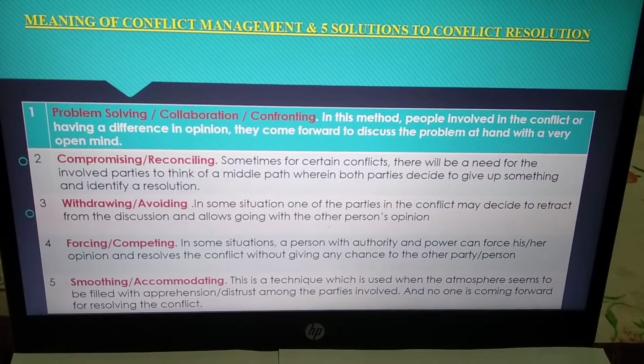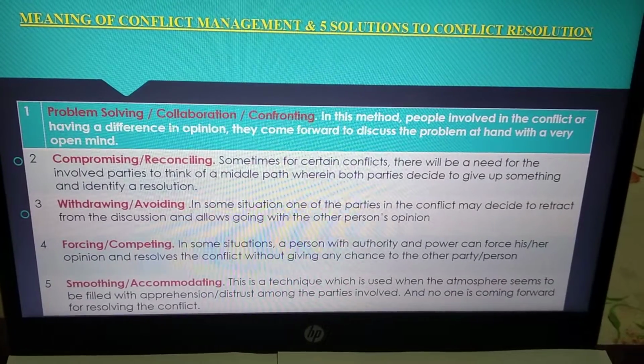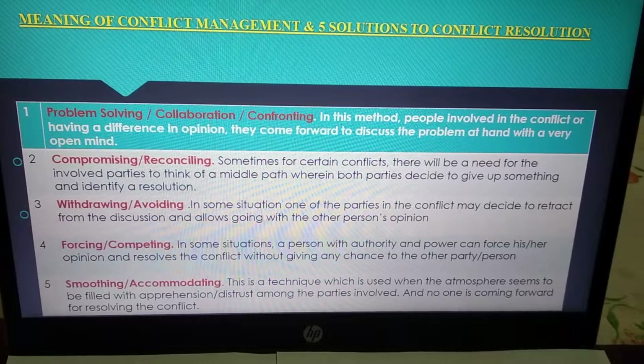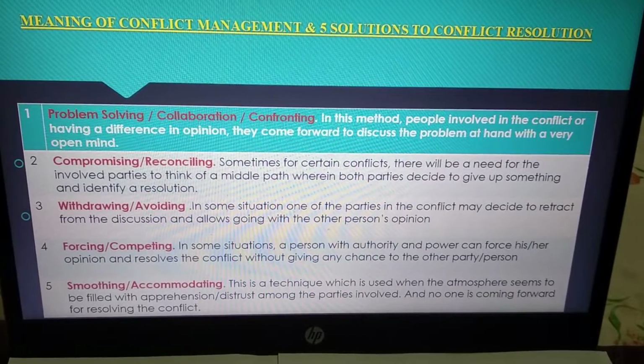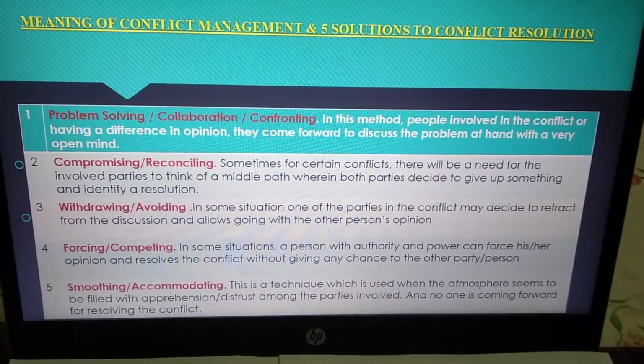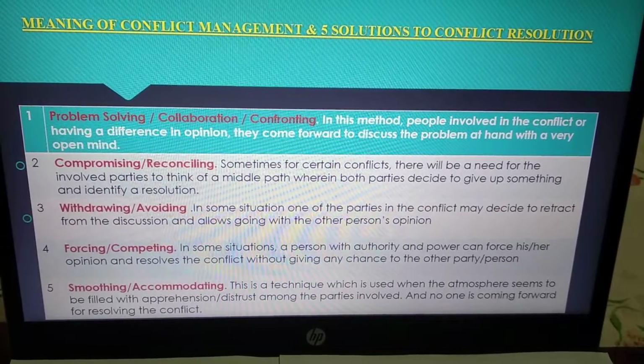And last, smoothing, accommodating. This is a technique which is used when the atmosphere seems to be filled with apprehension and distrust among the parties involved, and no one is coming forward for resolving the conflict.